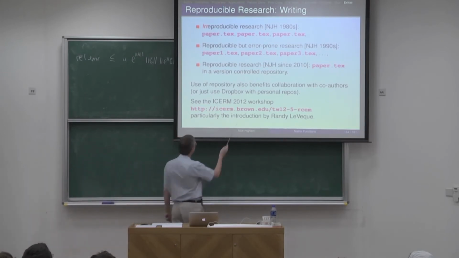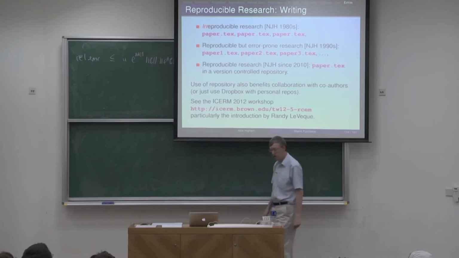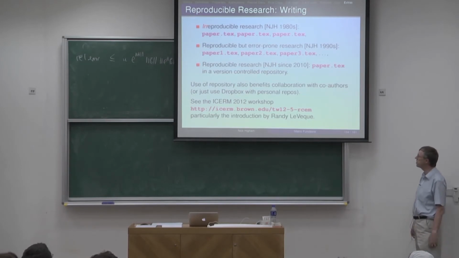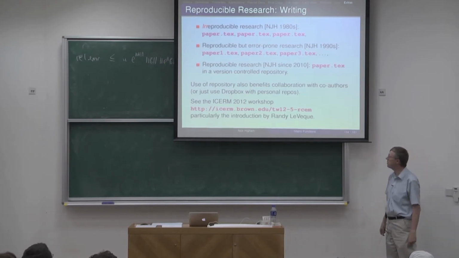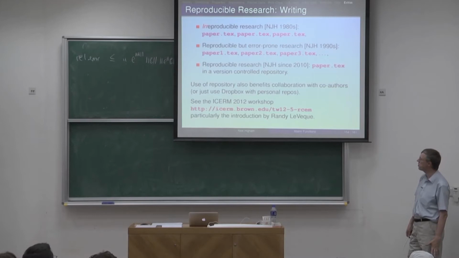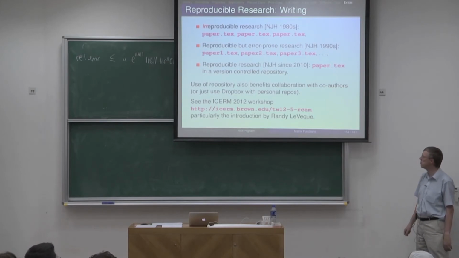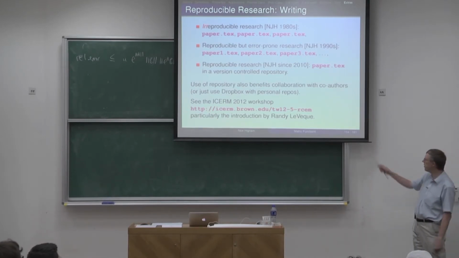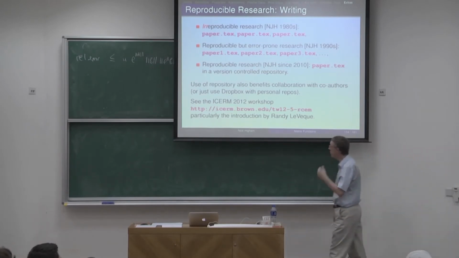And there was a very interesting workshop. I wasn't at it, but the website has many of the presentations. This was last December at the Institute for Computational and Experimental Research in Mathematics at Brown University. That workshop had many of the key people in the area there, and there are some very good slides that you can pull down and have a look at. So I strongly recommend having a look there to find out more about the state of the art in reproducible research.